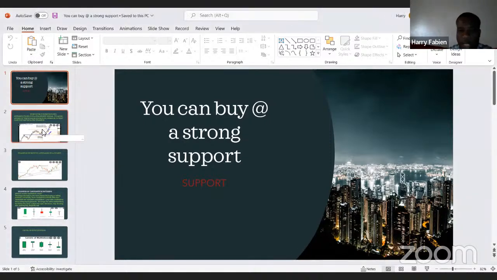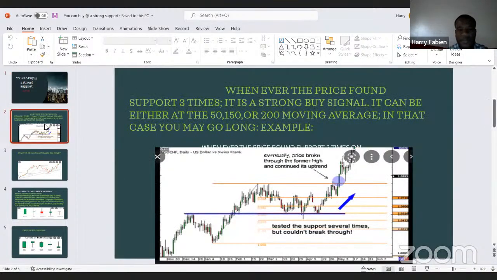You can buy at a strong support. So how do you buy at a strong support? Whenever the price finds support 3 times, you can buy. It is a strong buying signal.